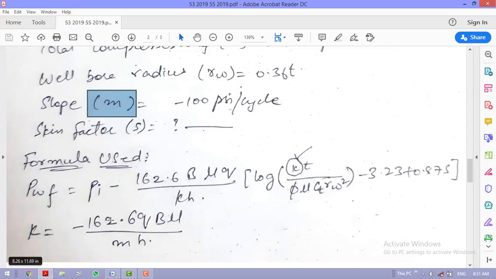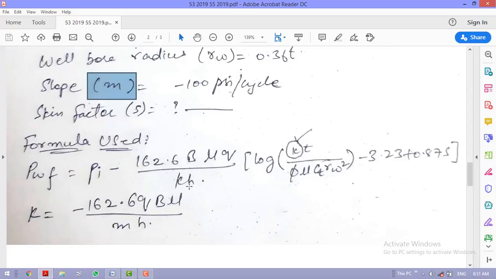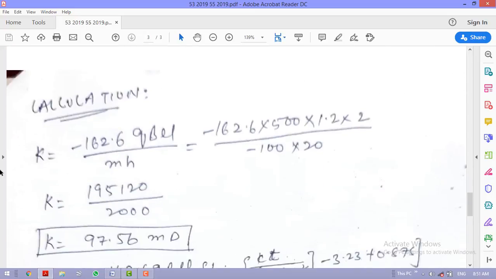K equals minus 162.6 QB mu by M into H, where M is the slope given in the question. So let us quickly see the calculation. First I am calculating K by substituting the values given in the question: minus 162.6, flow rate 500, formation volume factor 1.2, viscosity 2 centipoise, M as minus 100 psi per cycle, and H equal to 20 feet. Simplifying that, I got the answer as 97.56 millidarcy.